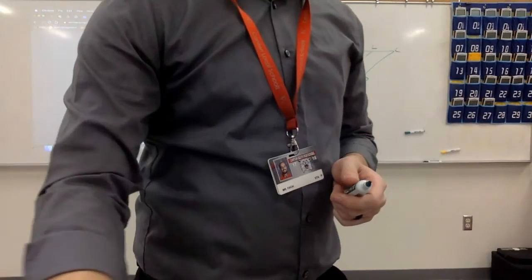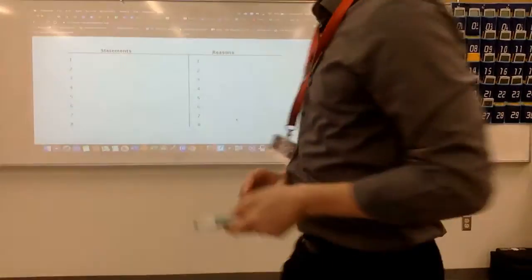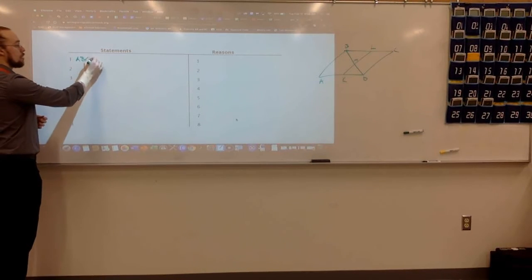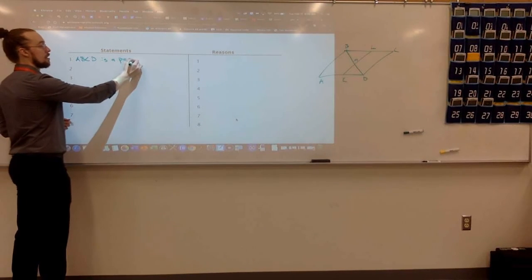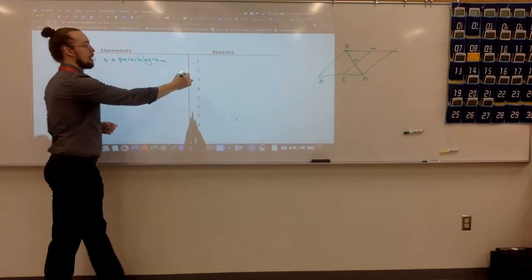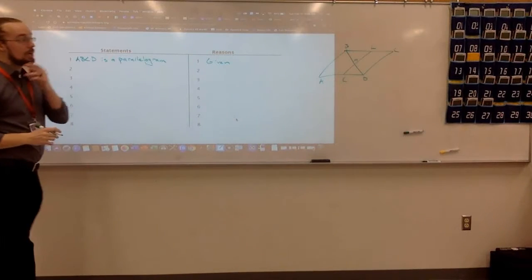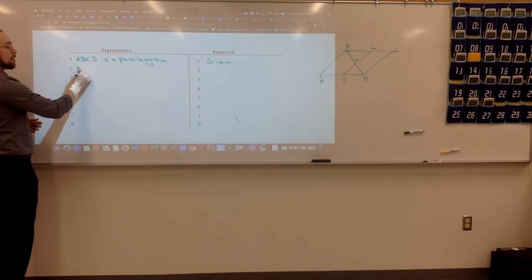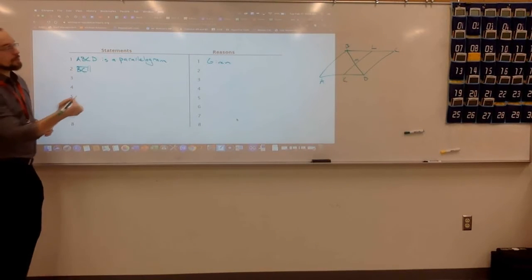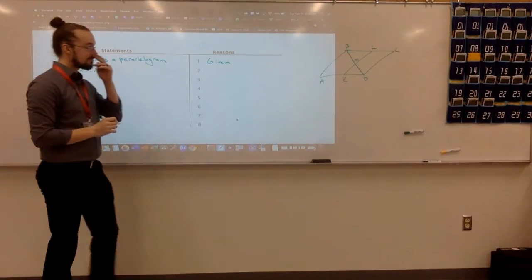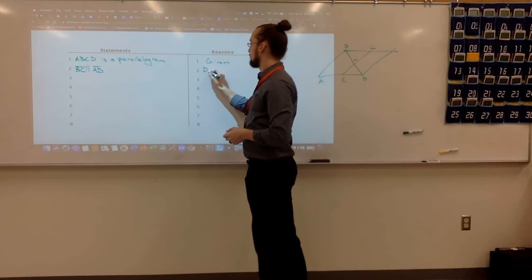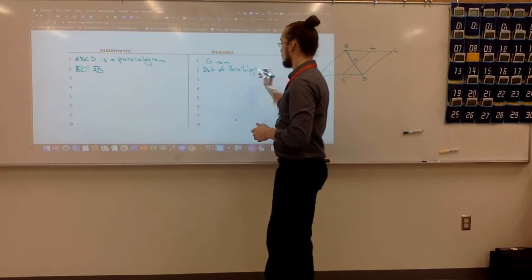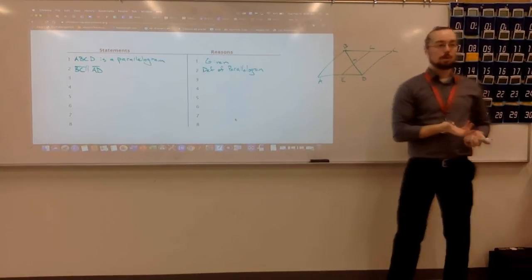All right. So let's write our proof then. We're given that this figure is a parallelogram, right? So I know ABCD is a parallelogram. And then we said, well, that means that opposite sides are parallel. So then I could say BC is parallel to AD. We can just write that as definition of parallelogram. But remember, you may see it actually written out as opposite sides of a parallelogram are parallel.